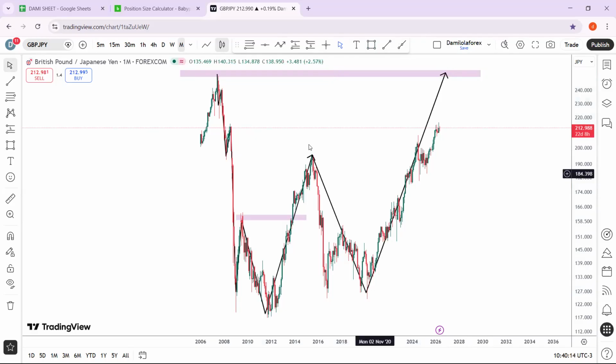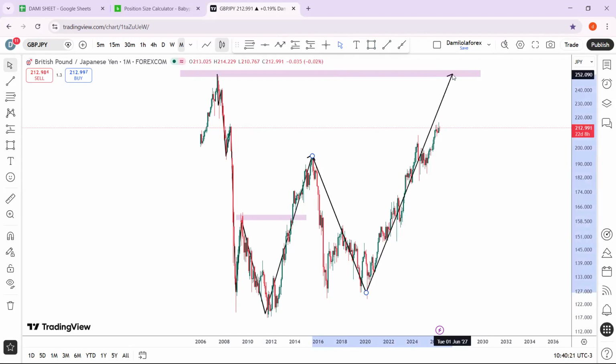Okay, so now that we know where the road leads to, what are we going to do? We are now going to read the structures that are taking price to that road. We know, this is like the promised land. So this is the road leading price to the promised land.